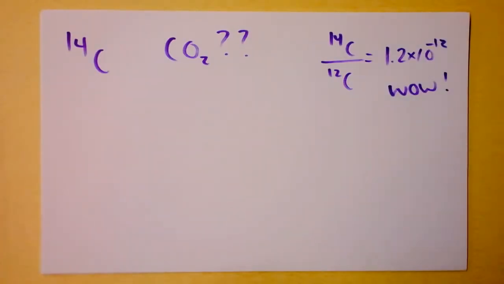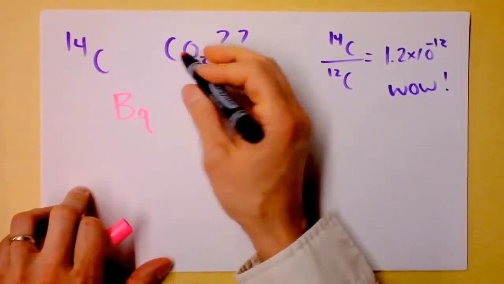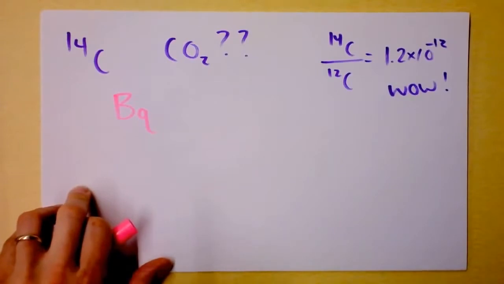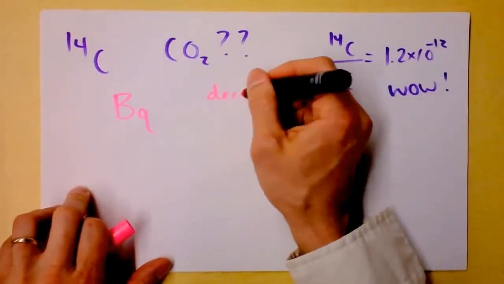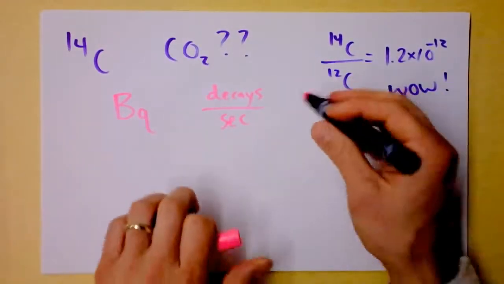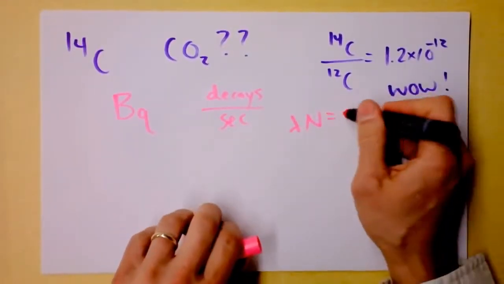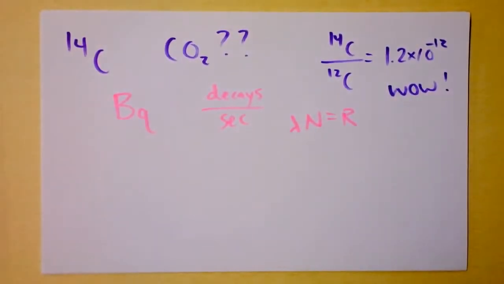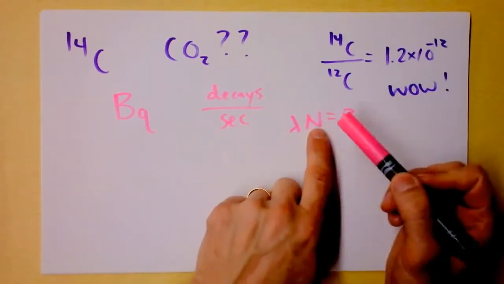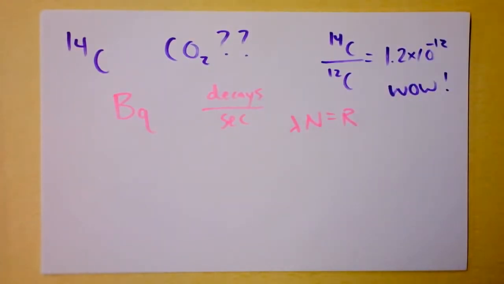The other thing that you need to know is that a becquerel is a unit of activity. It's a decay thing, and it's actually decays per second. So that means it's lambda times N. That's what activity is. That's what we're going to call R, the decay rate. It's the decay constant times the amount that we've got at that time, and that's going to give us the decay rate.